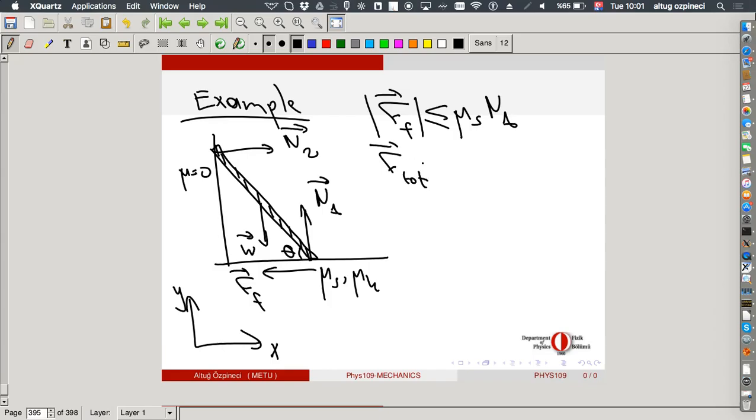The total force acting on my object will have a component in the y direction and a component in the x direction. So what is the component in the y direction, in the vertical direction? We have N1 in the plus y direction. We don't know its magnitude, but we know that it's there. There's also the weight in the minus y direction, so it's minus m times g. And is there any other force in the vertical direction? No.